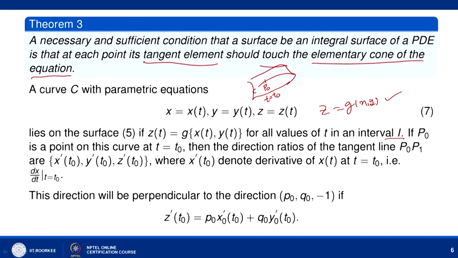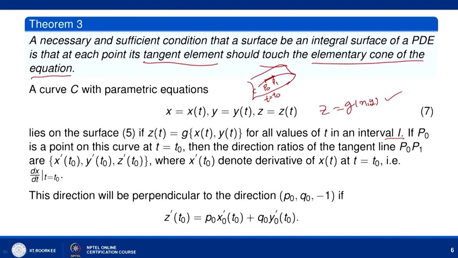So, let us say p naught, then the direction ratio of the tangent line p naught p1, let us say you take one more point p1 on this curve, and then you can always find the direction ratios of the tangent line p naught p1. They are x dash t naught, y dash t naught and z dash t naught, where this derivative represents the derivative of x(t), y(t), z(t) at the point t equal to t naught. So, you can find the drs of the tangent and it is given by x dash t naught, y dash t naught and z dash t naught.